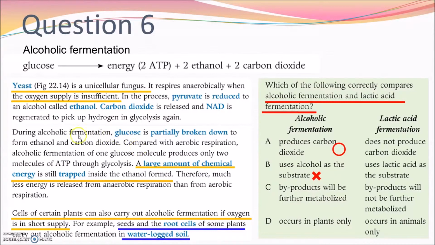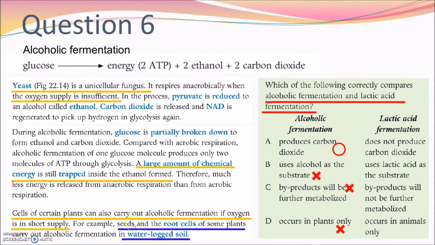But actually you should see that the alcohol, once it is produced, is just maybe released, or it might just stay in the cell, something like this. So actually, "will be further metabolized" is wrong. And "alcoholic fermentation occurs in plants only." You can see from the first sentence, yeast can also undergo alcoholic fermentation. So not plants only.